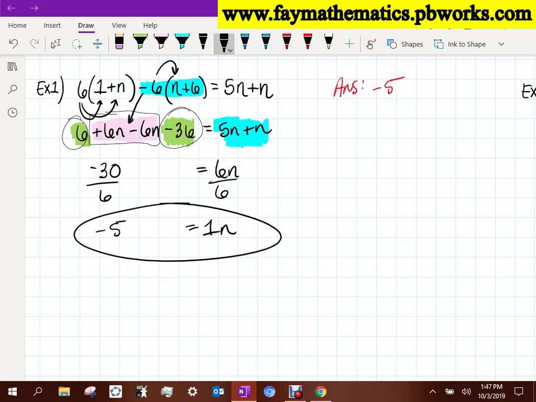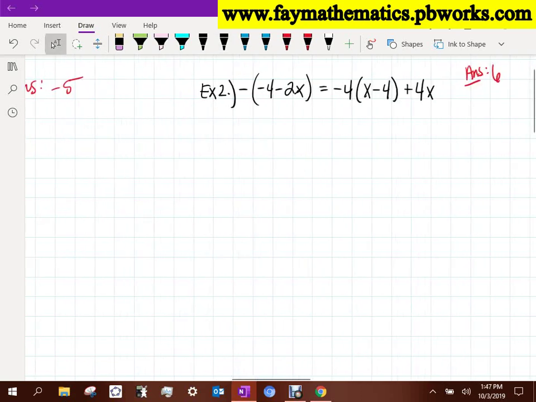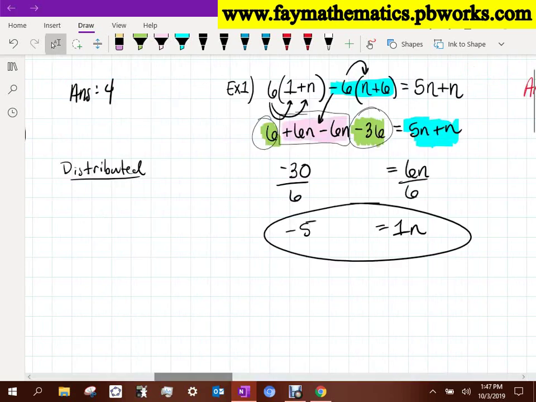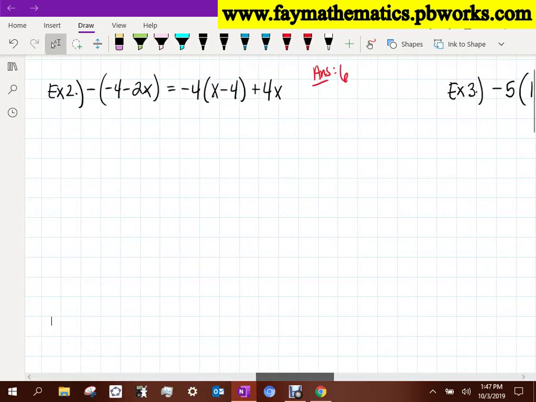Is that all right? Let's do example 2 here. With this example, just be careful. Right here, I've got a negative out front, right? That's a negative what? Negative 1. So you might want to write that in there, and that might help you distribute. Be careful in this one. You've got a lot of situations where you're distributing negatives.